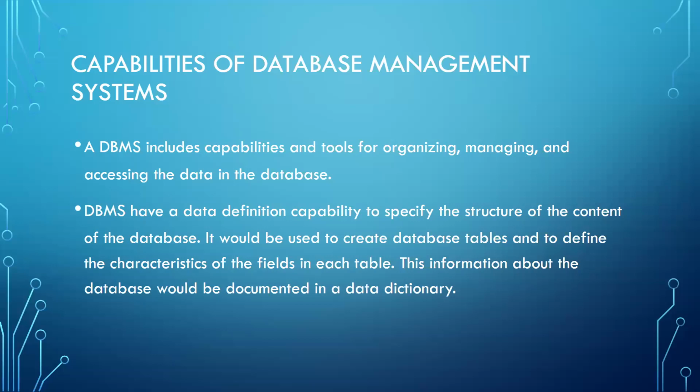Next, capabilities of database management. A database management system includes capabilities and tools for organizing, managing, and accessing the data in the database. DBMS have a data definition capability to specify the structure of the content of the database. It would be used to create database tables and to define the characteristics of the fields in each table. This information about the database would be documented in a data dictionary.